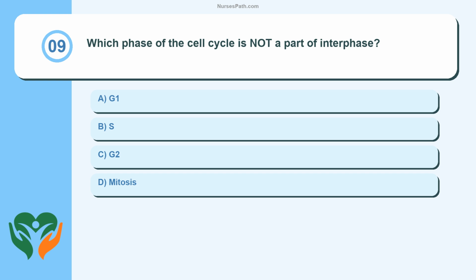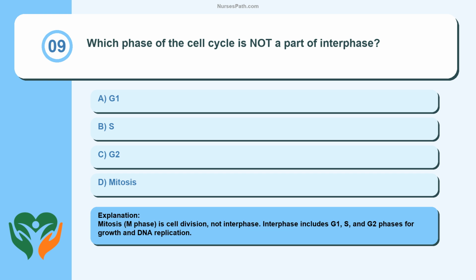Question 9. Which phase of the cell cycle is not a part of interphase? G1, S, G2, mitosis. Mitosis, M phase, is cell division, not interphase. Interphase includes G1, S, and G2 phases for growth and DNA replication.